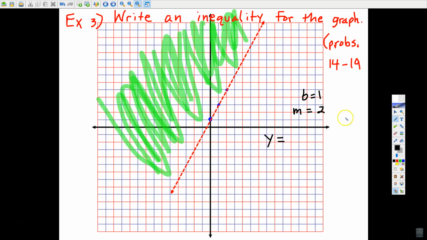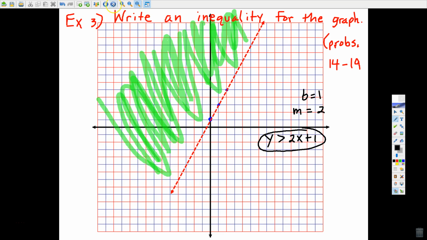Remember, we're writing slope-intercept form. And I noticed that as far as the shading is concerned, it's shading above the line. And I just said earlier that above the line means greater than. So I'm going to show greater than. I'm not going to do or equal to because it's not a solid line. So I'm going to put my slope together with my y-intercept, and I get my answer to this particular problem. This inequality matches this graph.